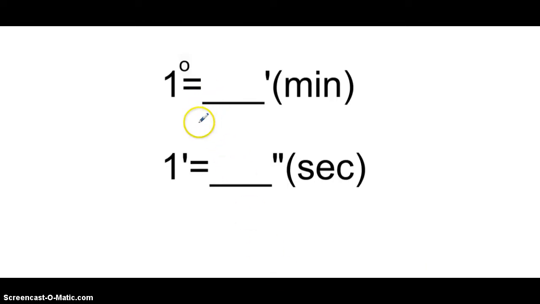Well, again, very similar to time, 1 degree is equal to 60 minutes. And there's our notation for minutes, just that one tick. 1 minute is equal to 60 seconds. Again, very much like time, and here's our notation for seconds.